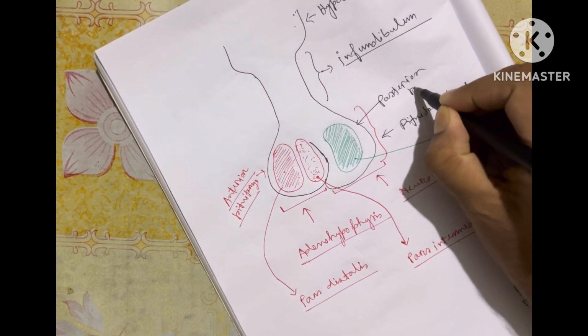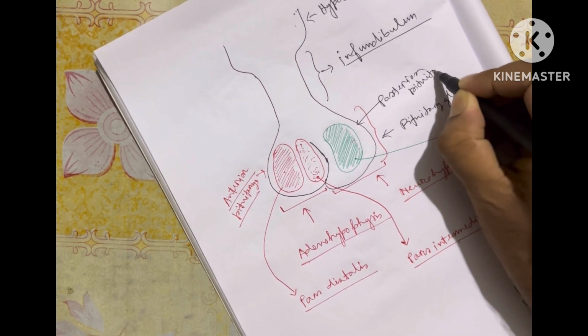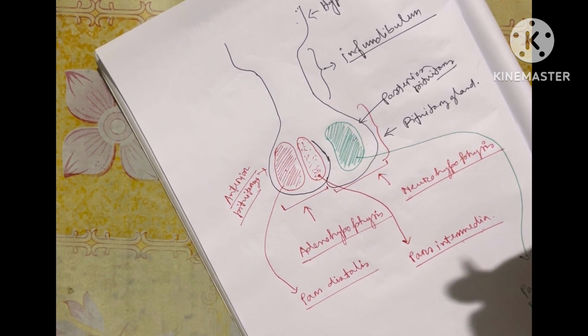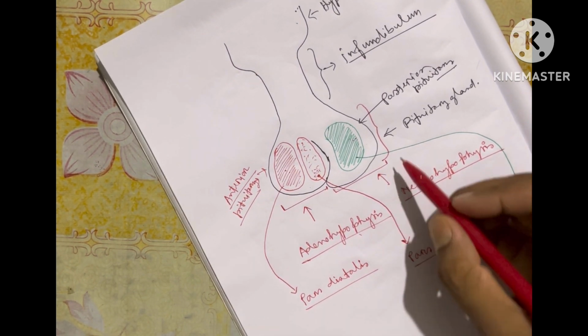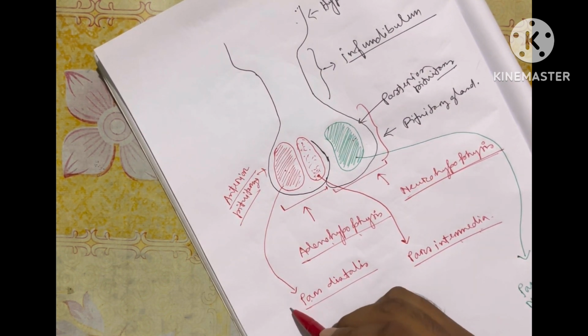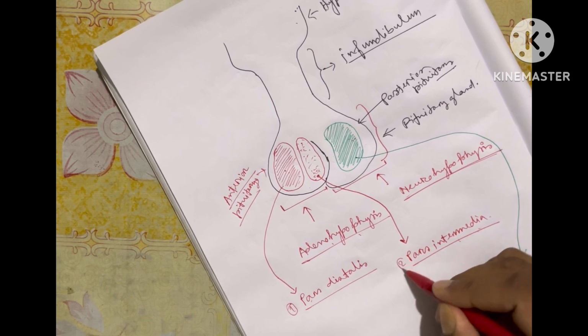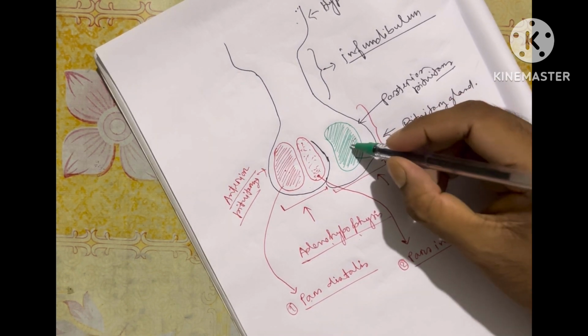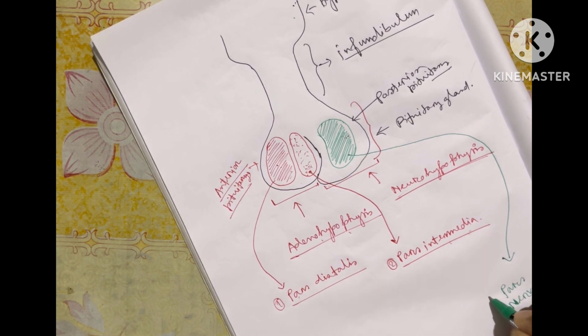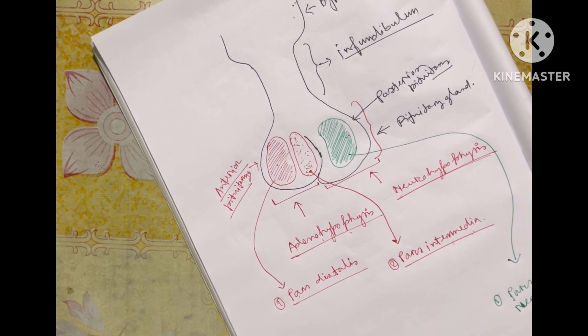Posterior pituitary. So anterior pituitary, and one name is adenohypophysis. Posterior pituitary, another name is neurohypophysis. Adenohypophysis is two parts. Number one, pars distalis. Number two, pars intermedia. And in our posterior pituitary, we have only one part, which is called the pars nervosa.